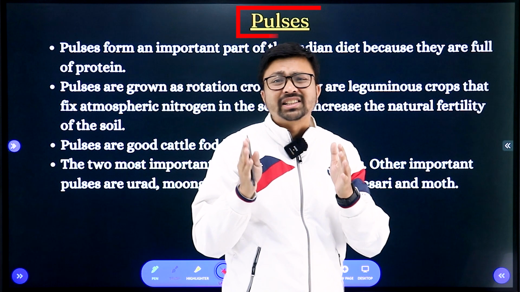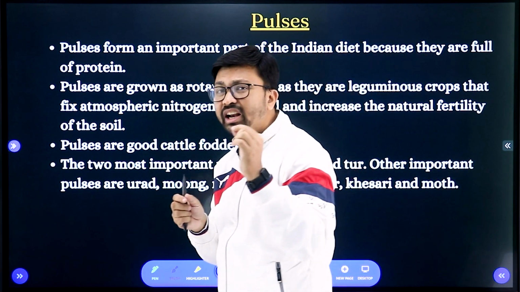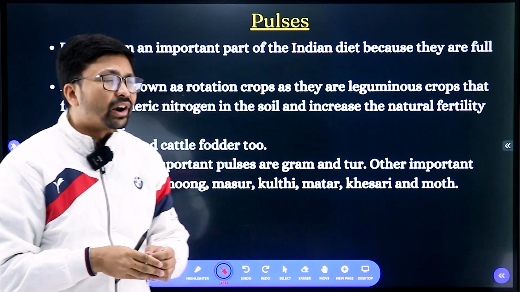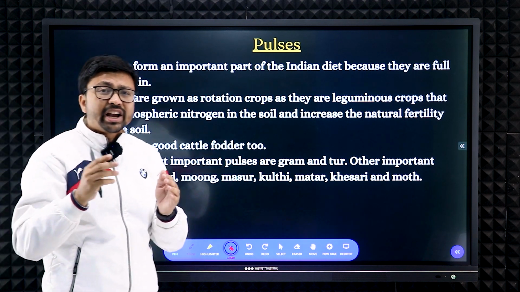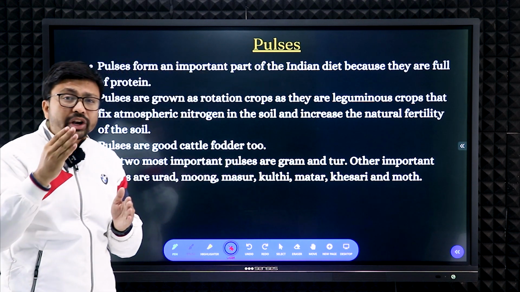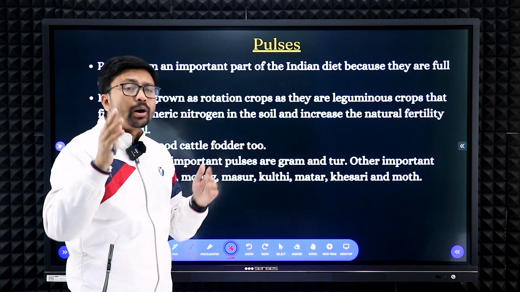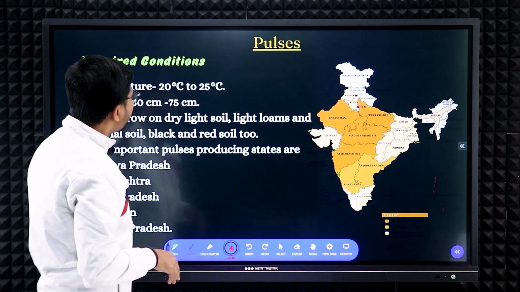Next, pulses. Pulses are considered a rotational crop, right? They help with nitrogen fixation in the soil. It is very helpful. Also, one more important feature of pulses is that they provide protein to vegetarian people, so for them also pulses are very important, right? Next you need to know about the required conditions.